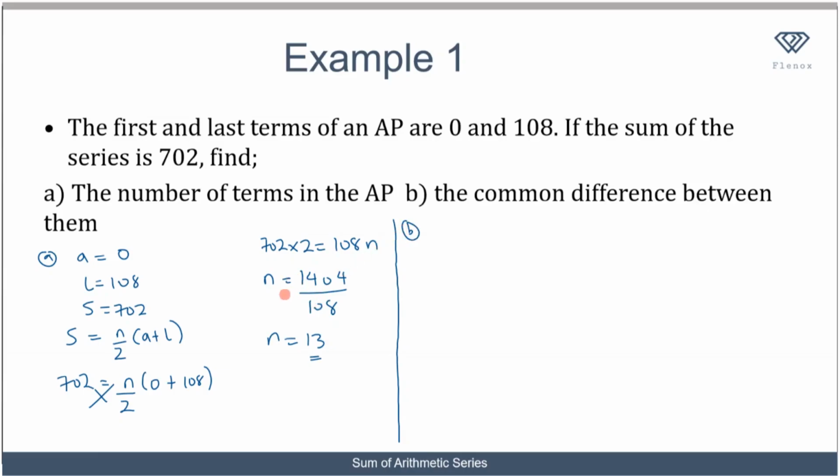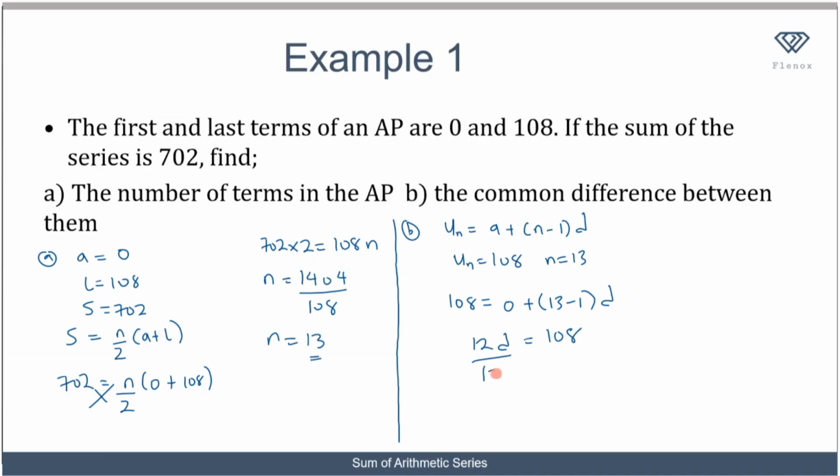Part B asks me to find the common difference. As we discussed before, we know that the number of terms is 13, so the last term, which is 108, is the 13th term. If you remember the formula for calculating the nth term of an AP, we have u n equals a plus n minus 1 times d. So the last term, which is the 13th term, is 108 when n is 13. I substitute that, and I know that my first term is 0. So I have 108 equals 0 plus 13 minus 1 times d. 13 minus 1 is 12, so I have 12d equals 108. If I divide both sides by 12, my common difference is equal to 9. So the common difference is 9.